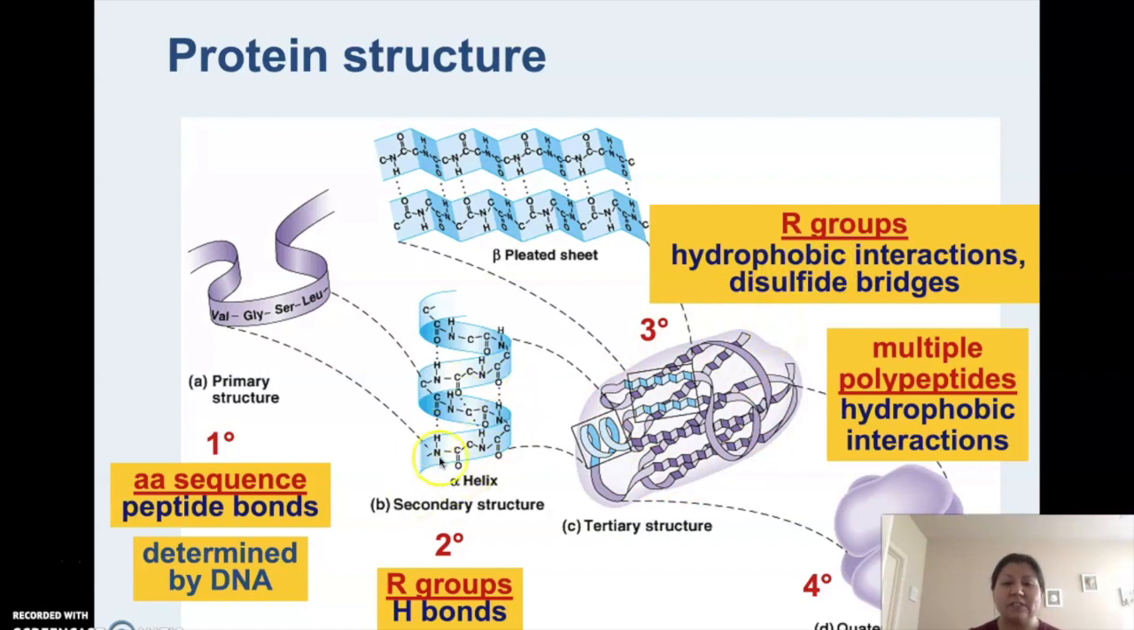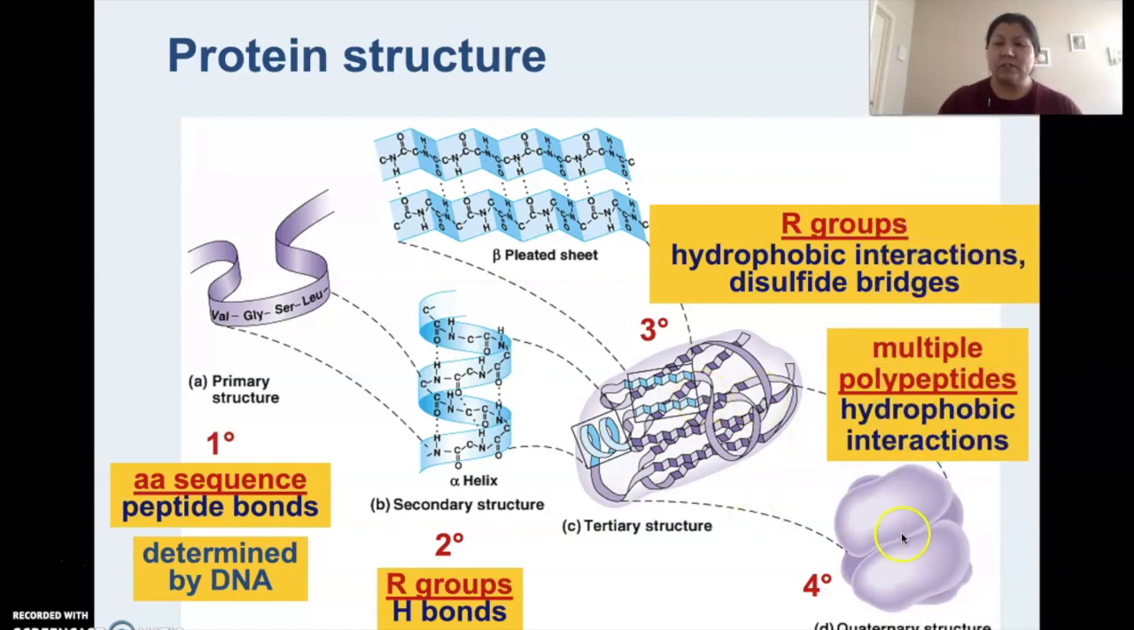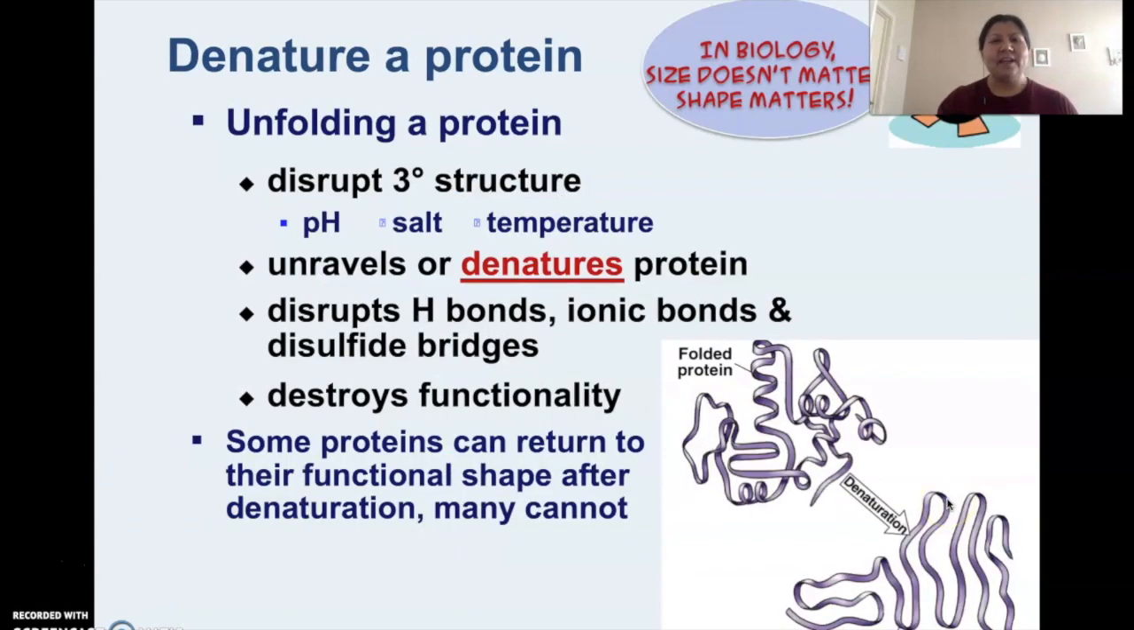If you get a bunch of these alpha helices and beta pleated sheets and put them together, that makes a tertiary structure. And then lastly, let me move my little camera. My quaternary structure is a bunch of tertiary structures put together. So remember, to denature a protein, it's the same thing as denaturing an enzyme. You change the pH, you add in salt, you change the temperature. It's going to disrupt those bonds and make them reform in different formats, and so you're going to change the shape of that protein.